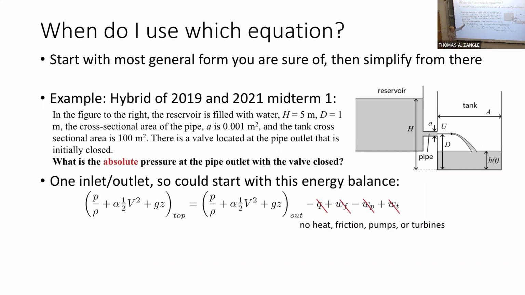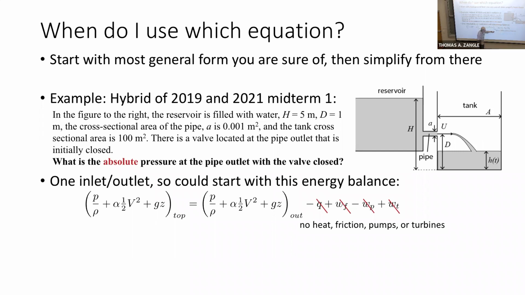And we have one inlet and one outlet. And so we can start with this form of the energy balance, right? Where we're relating the energy of the fluid at the top surface to the energy of the fluid at this pipe outlet, or at this location right here.